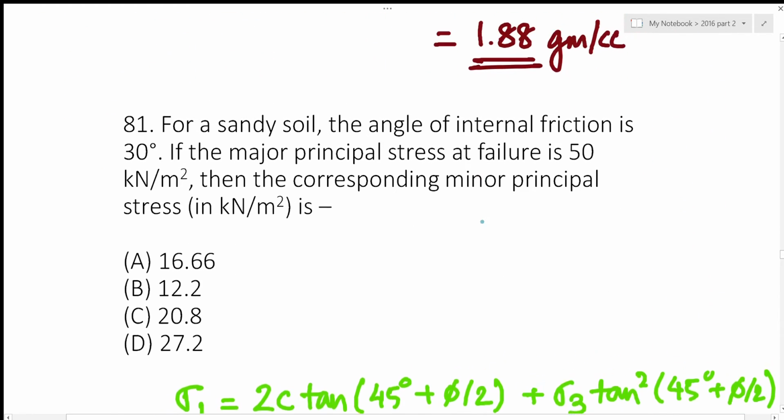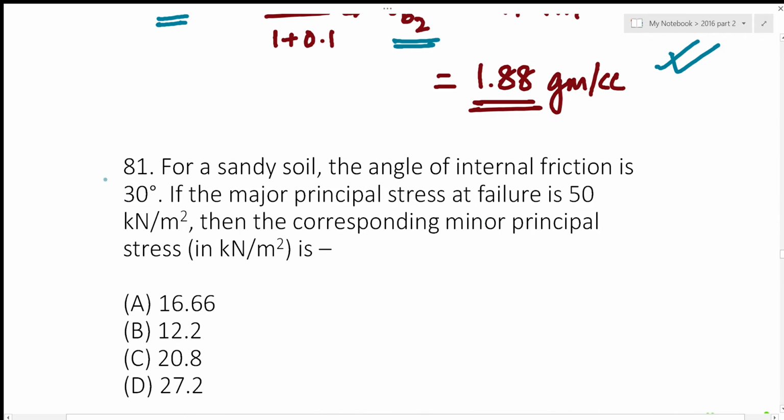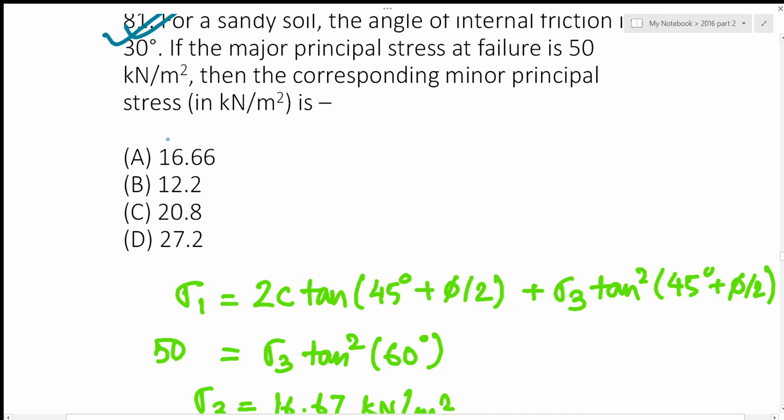Next question is, for a sandy soil, the angle of internal friction is 30 degree. The major principal stress at failure is 50 kilonewton per meter square, and then the corresponding minor principal stress in kilonewton per meter square. Now you know the major principal stress sigma 1 is equal to 2c tan(45 plus phi by 2) plus sigma 3 tan square(45 plus phi by 2). Now this is the minor principal stress.